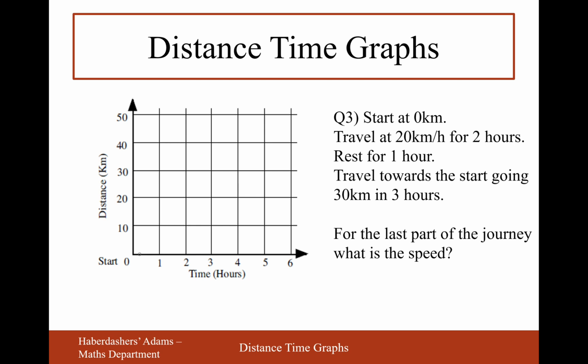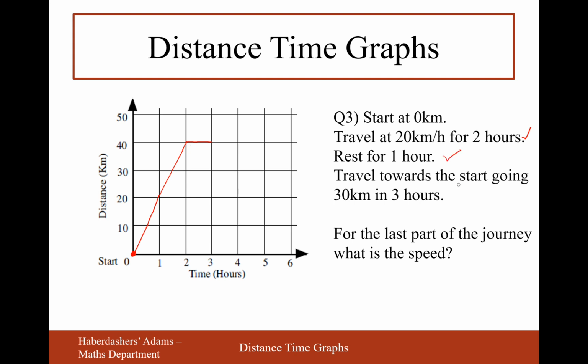Okay, so start at 0 kilometers, hopefully you've drawn out the graph for this one, and travel at 20 kilometers per hour, so those are the units on the axes here, kilometers and hours on the distance and time axes, for 2 hours. So in the first hour, I'm traveling 20 kilometers, and in the second hour, I'm also traveling 20 kilometers. So there we are, we've done step 1. Rest for 1 hour. So I'll now rest for 1 hour, that's a horizontal straight line.